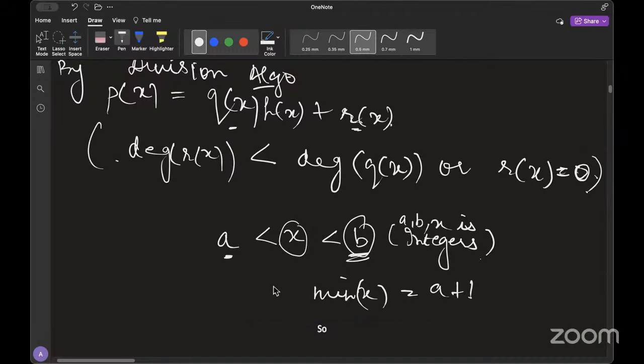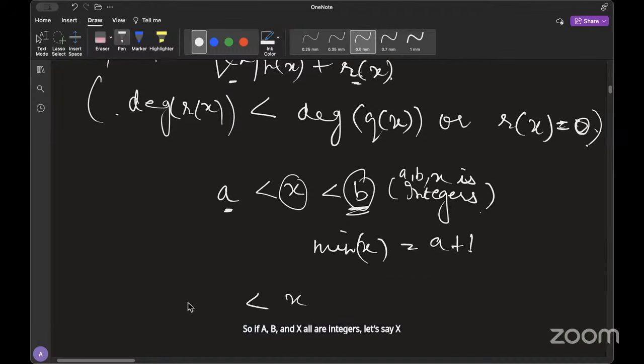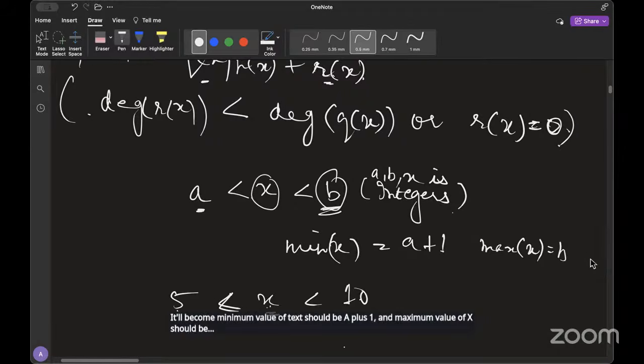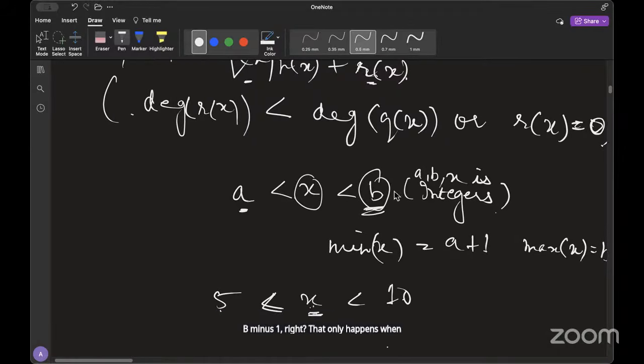So if a, b, and x all are integers, let's say x is between 5 and 10, then because x is an integer and has to be greater than 5, the minimum value x can take is 6, right? And the maximum value x can take is 9. So in general, the minimum value of x should be a plus 1, and the maximum value of x should be b minus 1, right? But that only happens when all of these three things are integers.